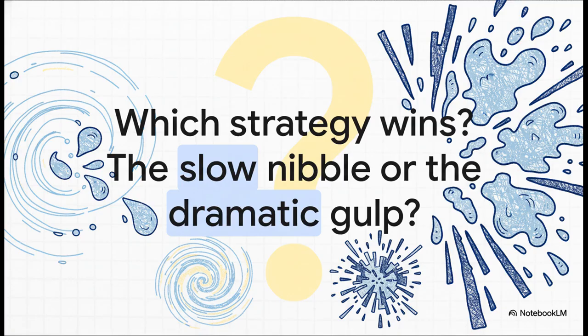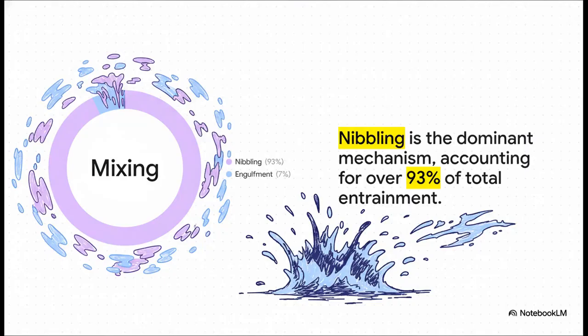This experiment was perfectly designed to finally answer that exact question. And the answer, wow, it is overwhelming. Just look at this chart. The slow and steady nibbling process accounts for more than 93% of all the mixing, and those dramatic engulfment events make up less than 7%. So mixing isn't about big, violent gulps. It's a persistent, continuous nibble at the edge of chaos.